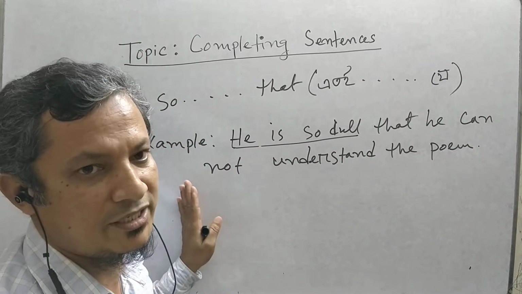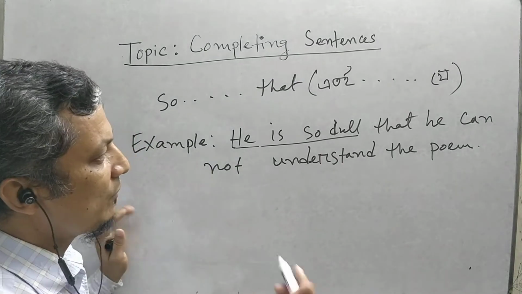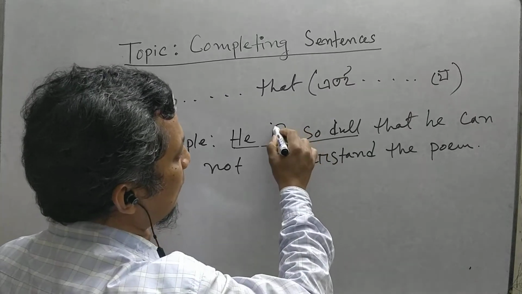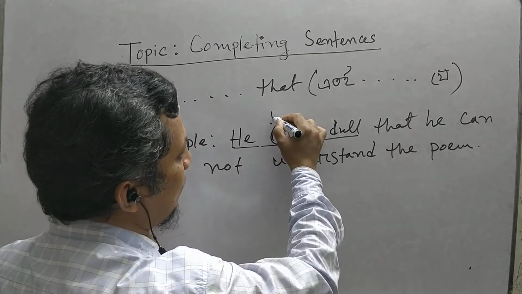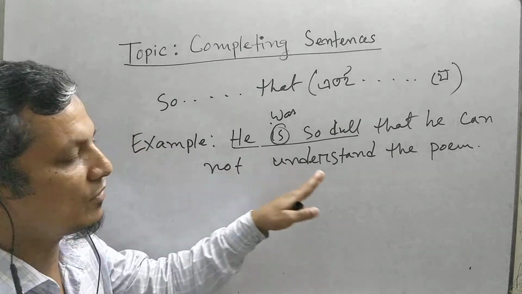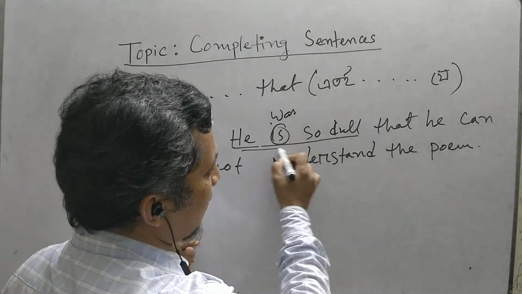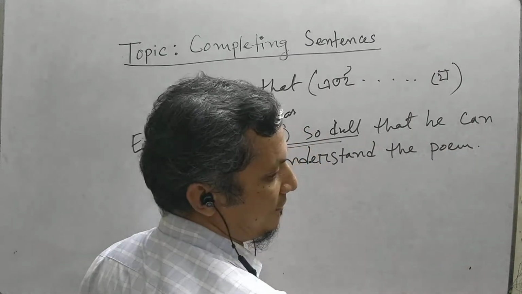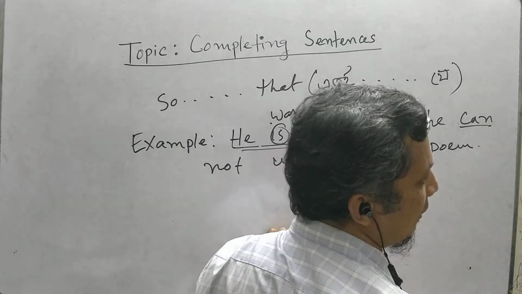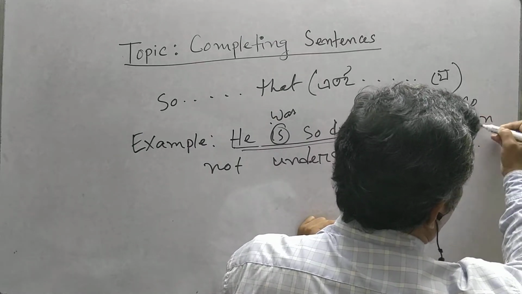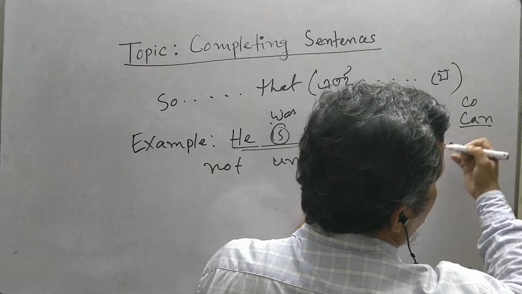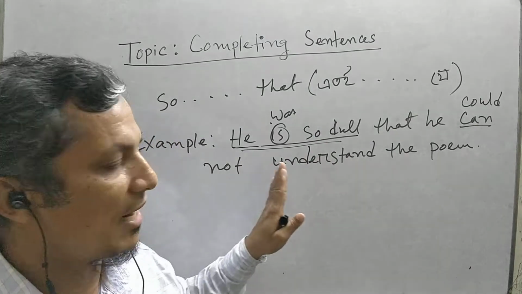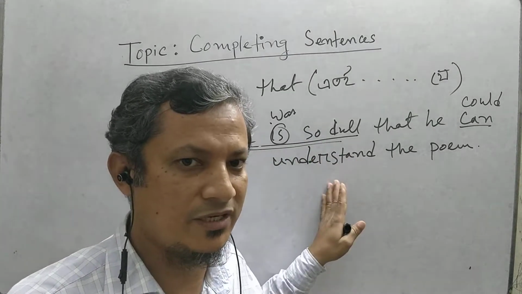Am I clear to you, my dear students? Okay. If the question part is, suppose, in past indefinite tense, not "he is", here "was" is used. He was so dull that. As it is past indefinite tense, you have to use the past indefinite form. So we have to change this modal auxiliary into past indefinite tense. What is the past indefinite form of it? That is could. And the answer will be: he could not understand the poem. Okay, my dear students, am I clear to you?